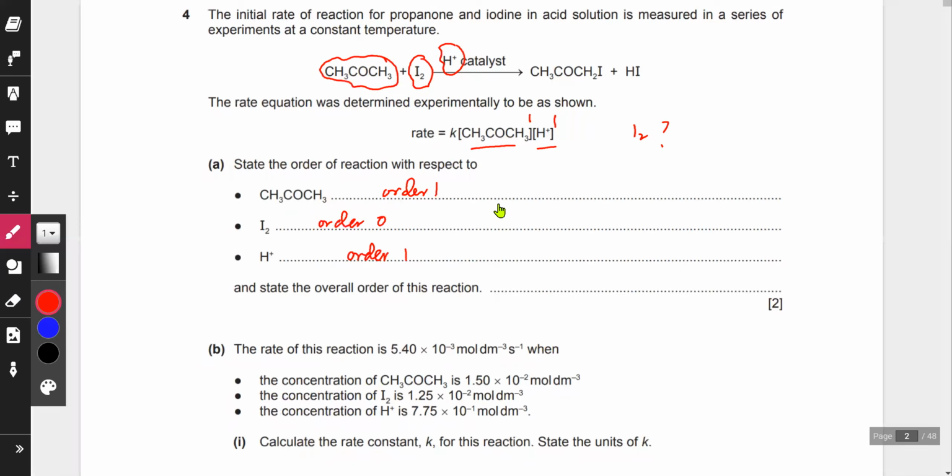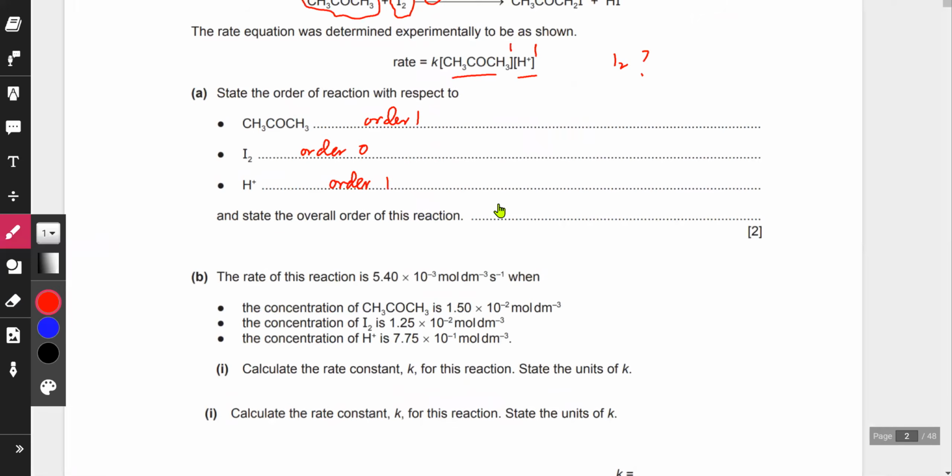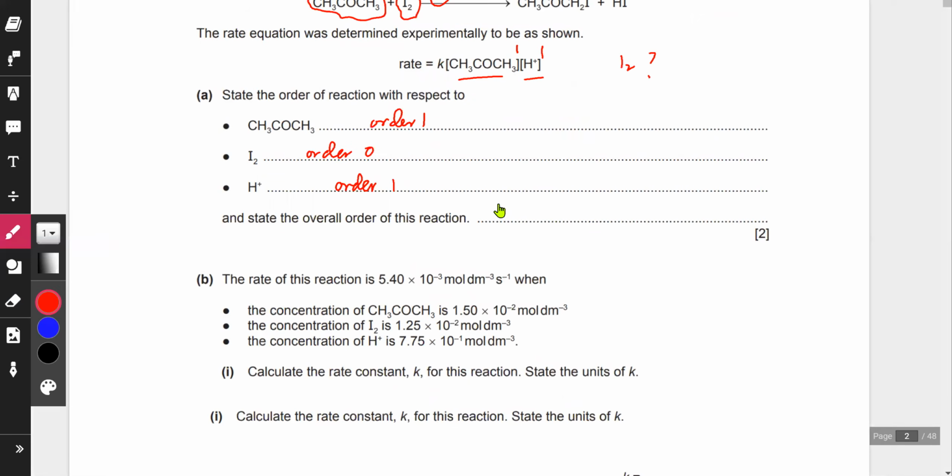And the next part is, state the overall order of the reaction. So what's the overall order of the reaction? The overall order is you sum up everything. Okay, you sum up all the orders. So it's 1 plus 1, which is 2. Two. Okay, is this clear?